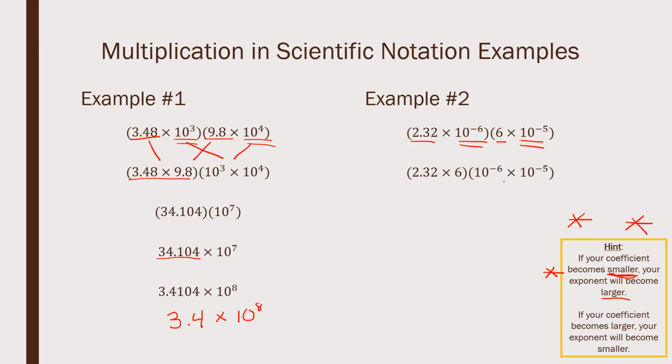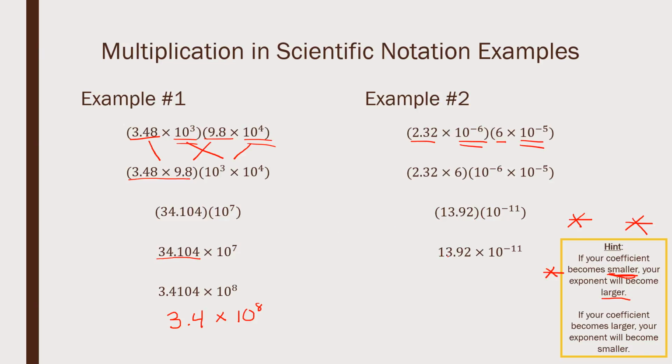And over here, we've got the product rule. So it says add your exponents. So negative 6 plus negative 5 will be a negative 11. So once this is multiplied, we get 13.92 times 10 to the negative 11th. And to start getting that in scientific notation, we can separate it with that multiplication sign.